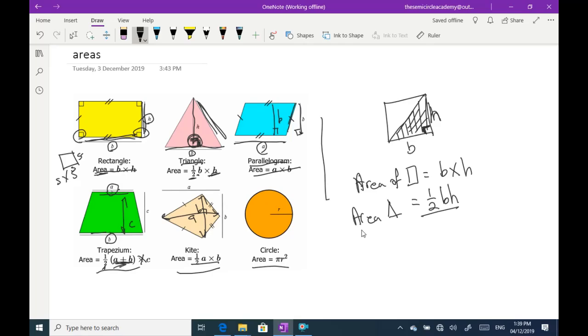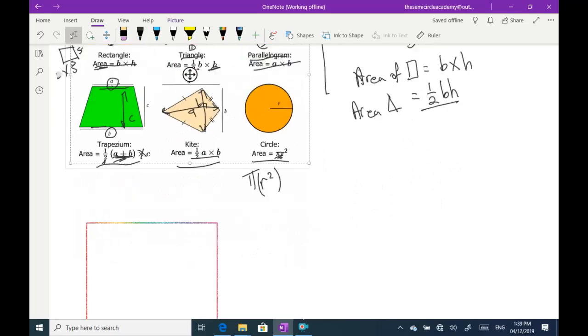And of course this is the formula for the area of a circle, and these formulas you just have to learn off. So the formula for the area of a circle is pi r squared, or pi times the radius squared, and the radius is what you'll be squaring, right? So these are the areas that you'll have to know. Let's take a look at them in a little bit more detail.